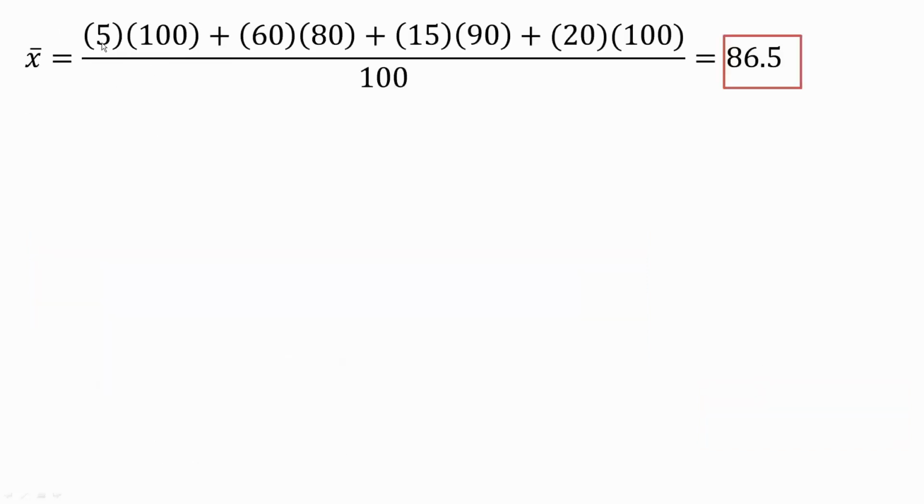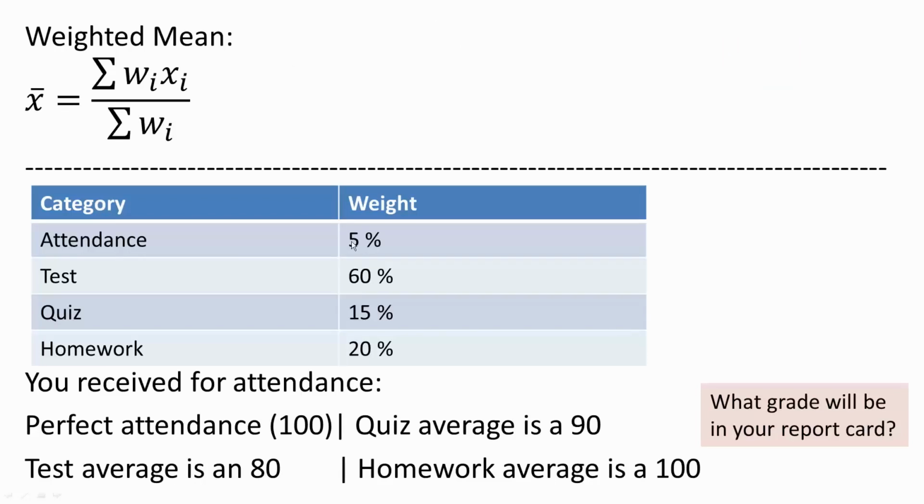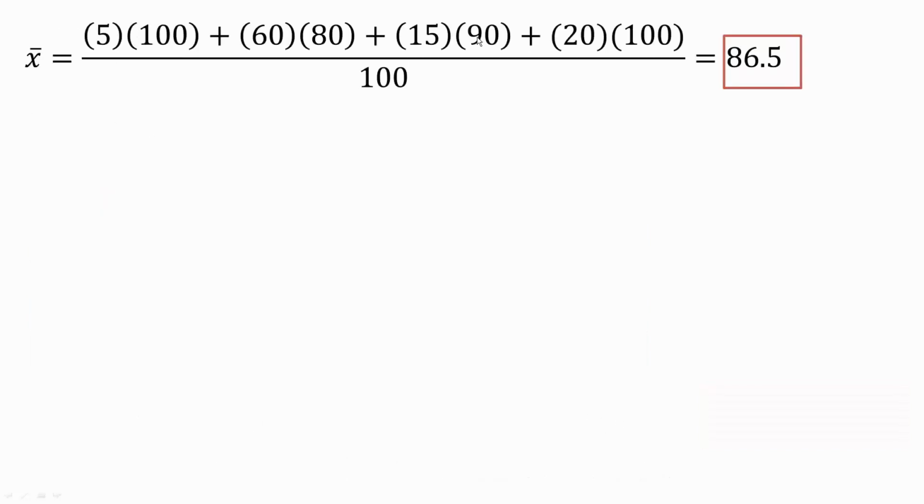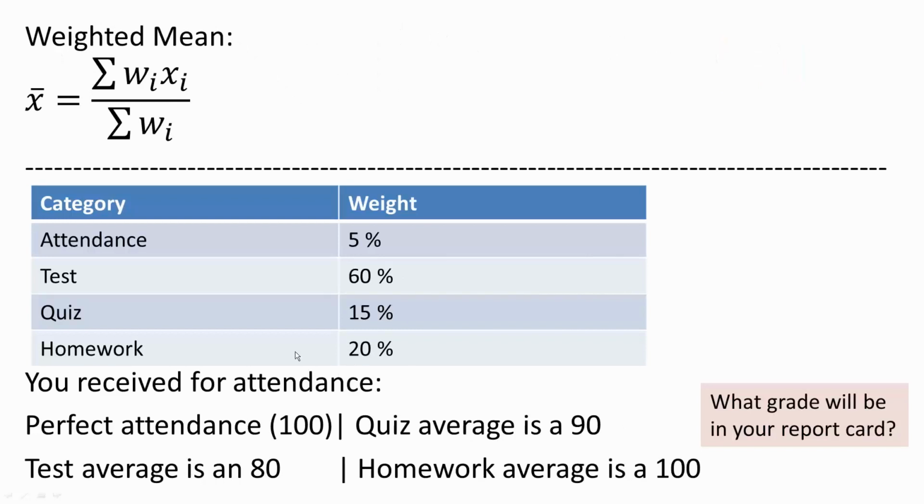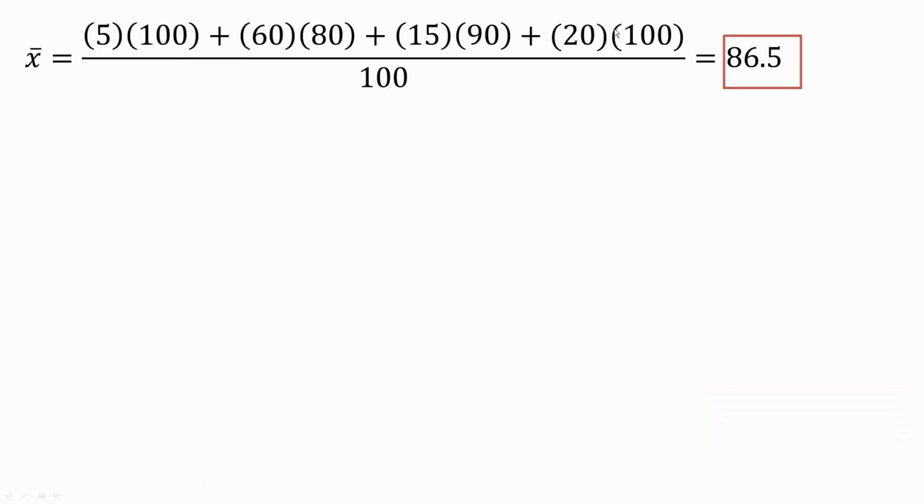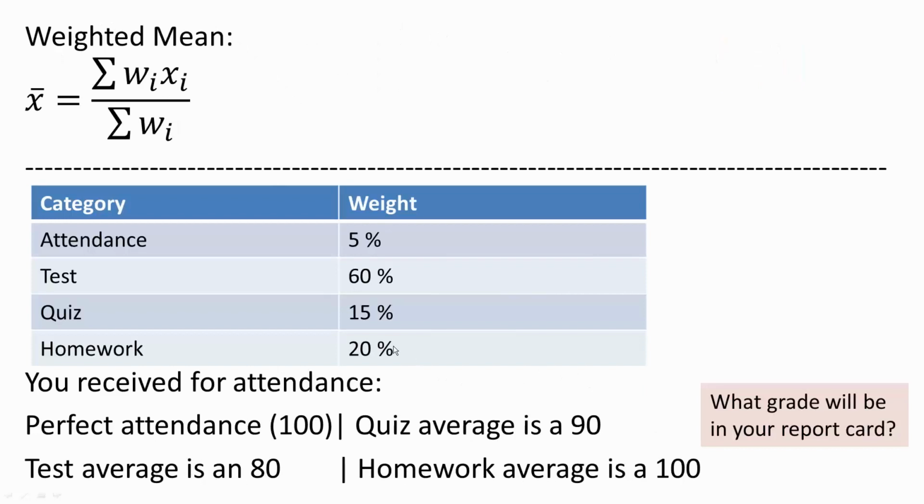So I did 5 times 100, attendance weight is 5%, and I got 100, plus test percentage is 60%, and I got an 80, 60 times 80, plus 15% for quiz and I received a 90, 15 times 90, plus 20% for homework and I received 100, 20 times 100, all over 100. Our weight is a total of 100%: 5 plus 60 plus 15 plus 20. 60 plus 20 is 80, 15 plus 5 is 20, 80 plus 20 is 100, 100%. That's why here is 100.